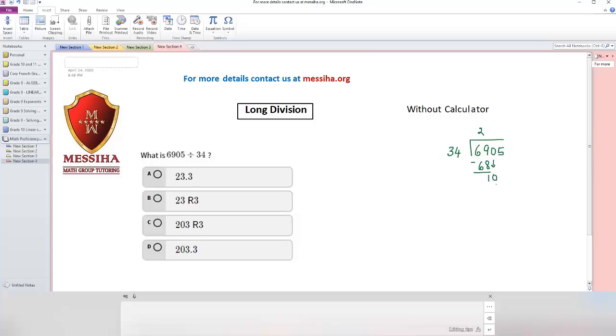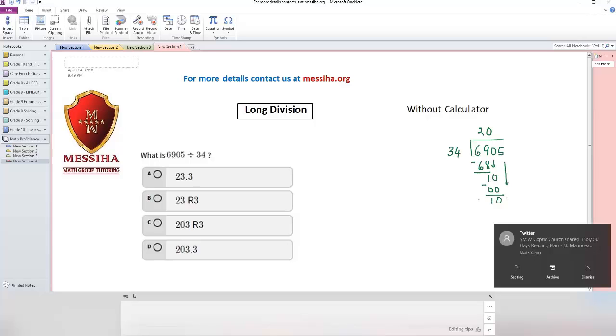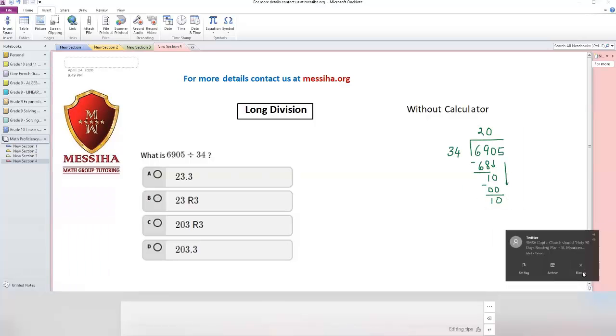Now this is a little bit tricky. Can I divide 10 by 34? Actually no, because 10 is smaller than 34. Therefore I don't have a choice. It's 0. 0 times 34 gives me 0, and I do the subtraction as usual. It's going to be 10. Now I can ask the 5 to come down, so it will be 105.